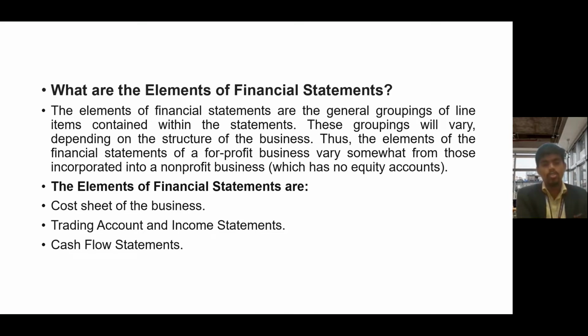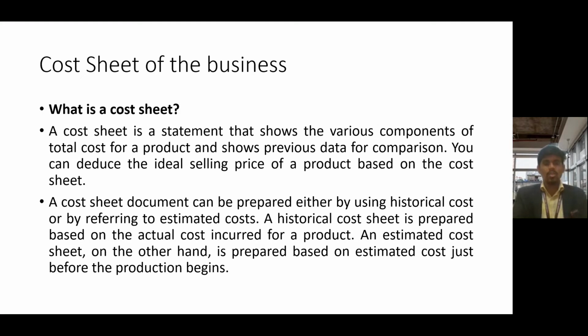In that, the first is the cost sheet of the business, then the trading account and income statements, and cash flow statements. So these are the three major elements. Okay. So the first one is the cost sheet of the business. What do we mean by cost sheet of a business?